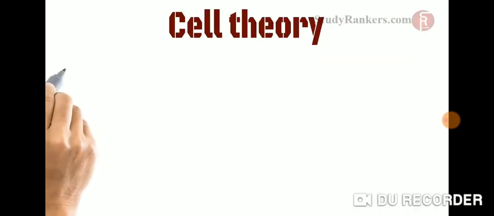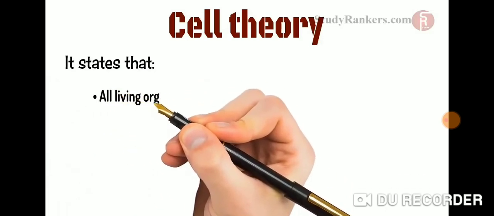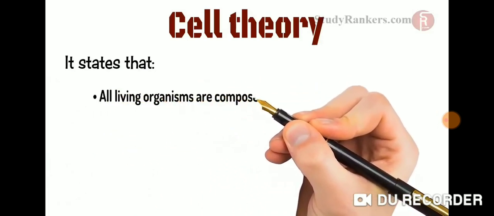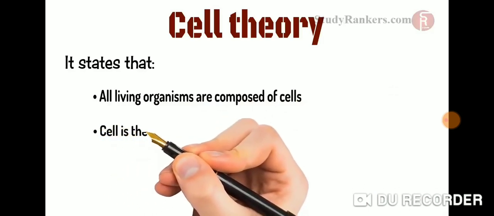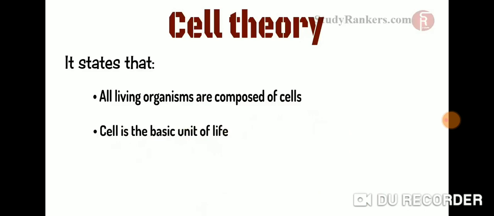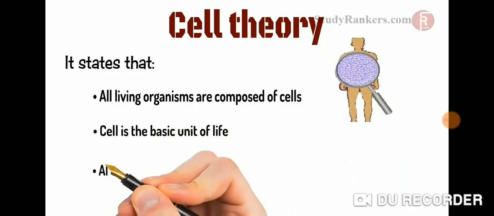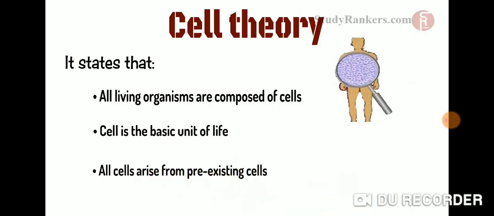The cell theory. The theory states that all the plants and animals are composed of cells and the cell is the basic unit of life. It was presented by two biologists, Schleiden and Schwann. After this, the theory was further expanded by Virchow, suggesting that all cells arise from pre-existing cells.